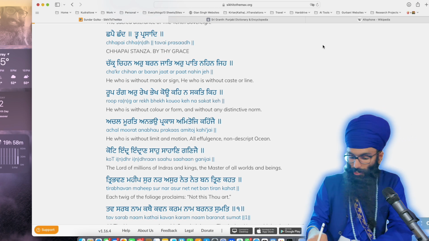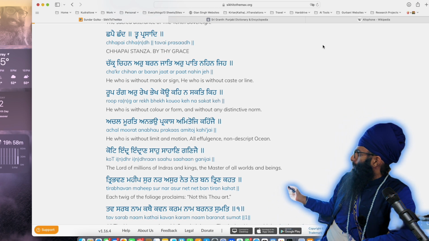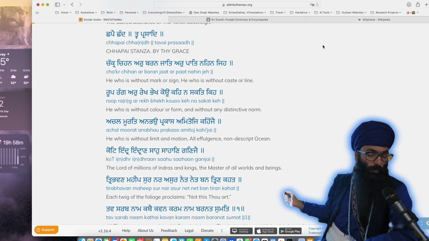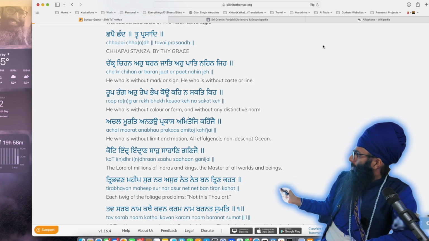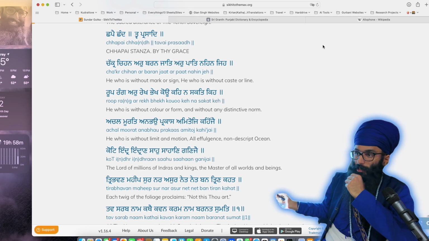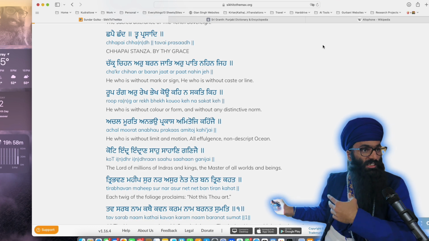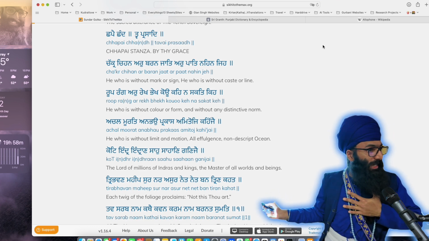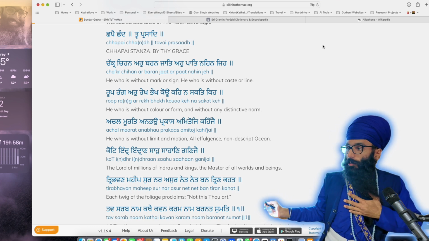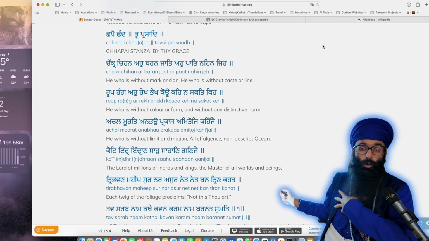So if I take you back to this, Achal Murat Anpo Prakash Amitoj Kahijja. It says that Paramatma is Achal Murat. Okay, his form is infinite. Anpo Prakash, that his Prakash, his illumination comes from the inside. Sutte Siddh. It's not something that you can get from the outside. It comes from the inside. Amitoj.